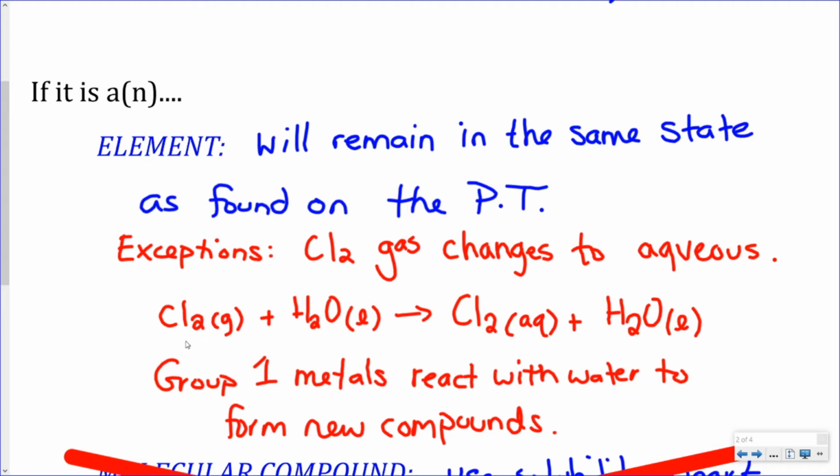You can see that reaction here: Cl2 gas plus H2O liquid. We're going to put it in liquid water, and we have it turn into chlorine aqueous here plus water. The water doesn't change. The only other exception is group 1 metals, which react with water to form new compounds. If you put lithium, which is a solid, into water, it'll actually violently react with the water and you'll no longer have lithium by itself. You'll form new compounds, so we don't have to worry about what state lithium would be found in afterwards.